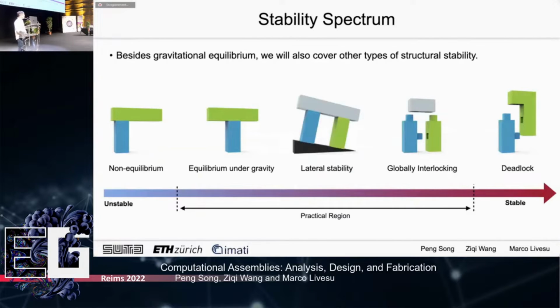So besides the most common type of stability, the stability under gravity, this talk will also cover other types of stability, such as lateral stability, like wind load, and stability during assembly, so you need to reduce the amount of scaffolding during the assembly, and also the global interlocking, which can resist arbitrary force and torque. So we draw this stability spectrum. You can see from the left to the right, the structure becomes more and more stable until it cannot be assembled or disassembled.